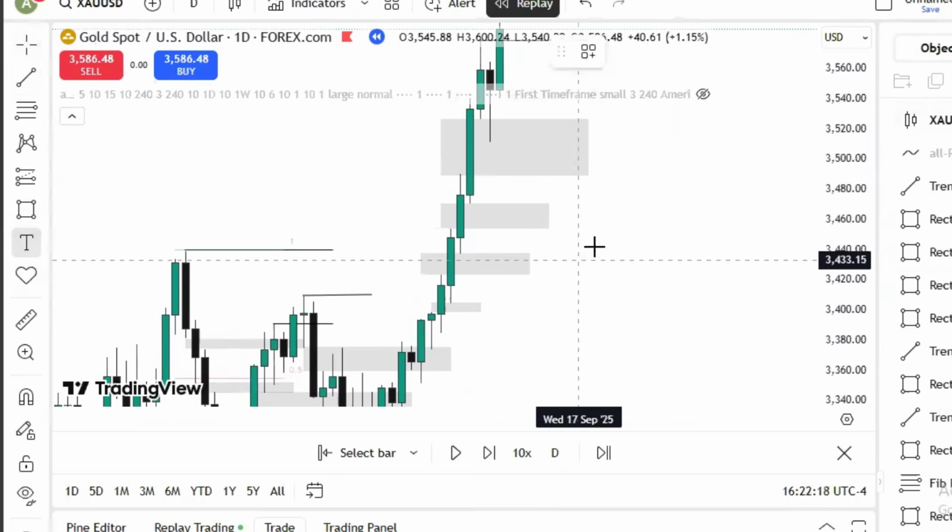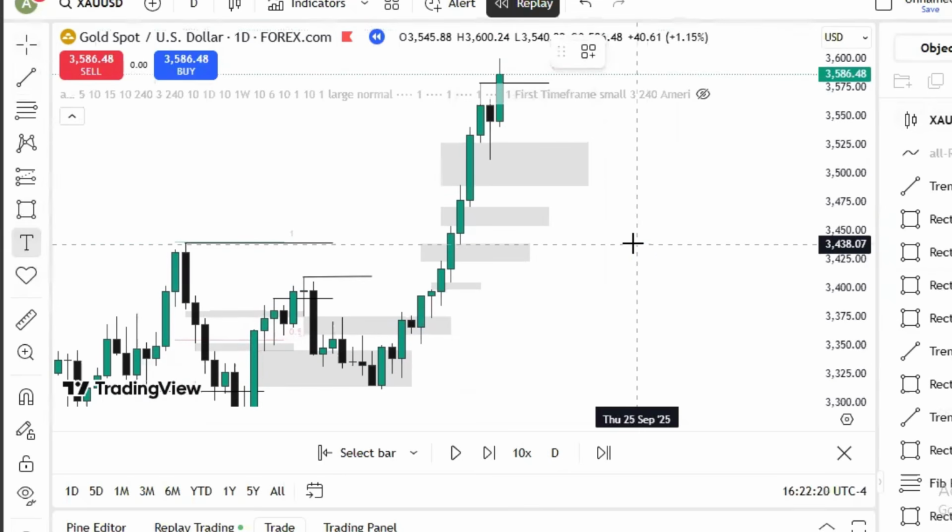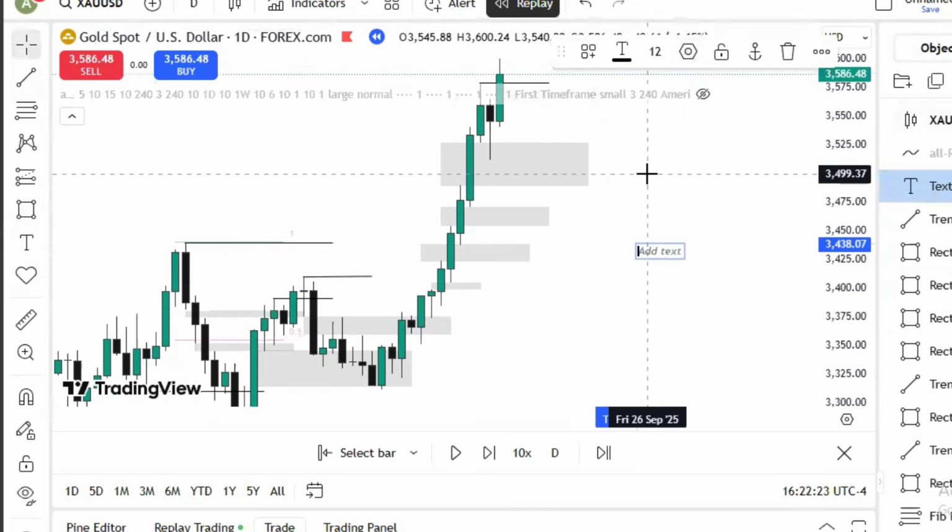So let me just put it over here so that you write it in your notes. The first thing is: what PD array is price disrespecting? The second is: what PD array is price respecting?